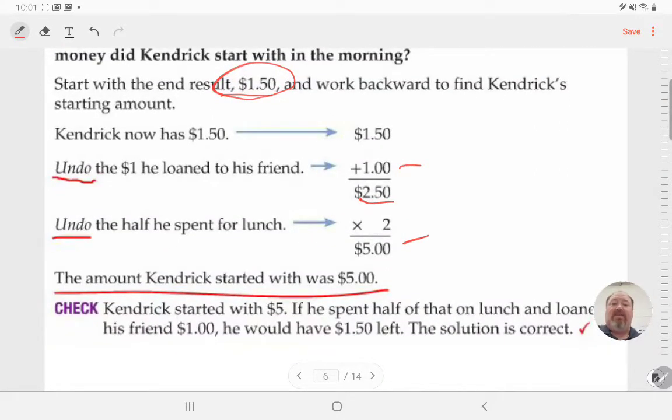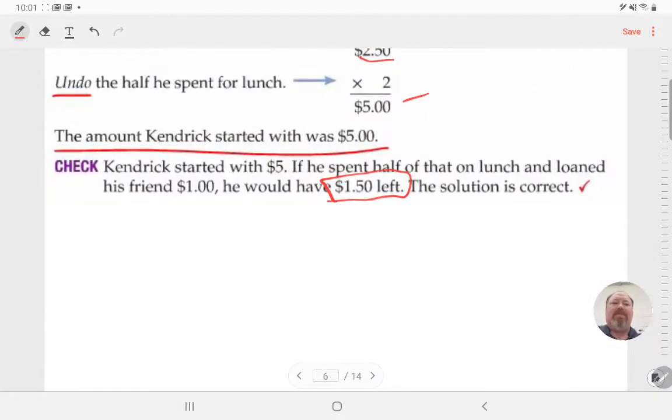Now we can check that. We could go in reverse. So he started with 5. He spent half on lunch. So if he spent half, now he's down to $2.50. He gave his friend $1. Now he's down to $1.50, which is exactly what they said he had left. So therefore, the $5 must be the correct answer. Okay? So that's working backwards.